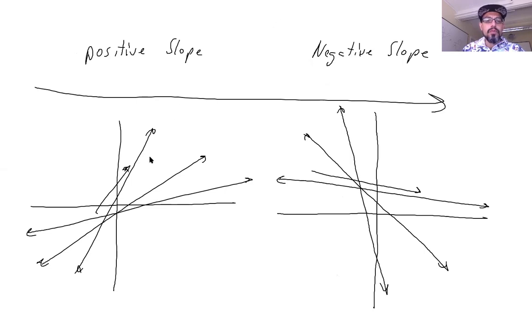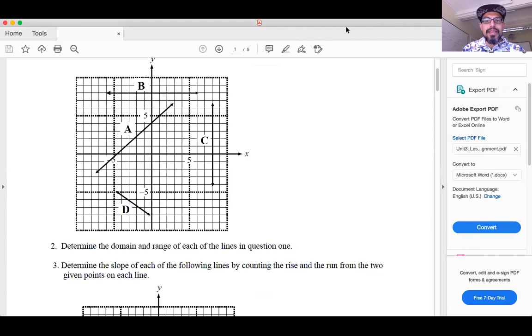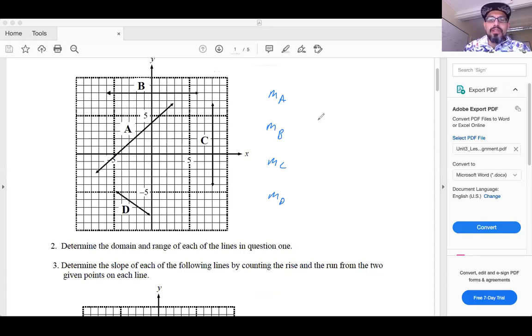Okay, so let's just do a quick exercise to make sure that you are following what I'm talking about right now. So take a look at these lines. Right now, all I'm asking is the slope of A, the slope of B, the slope of C, and the slope of D. I'm not actually asking, what's the slope? I just want to know whether it's positive, negative, 0, or undefined, okay?